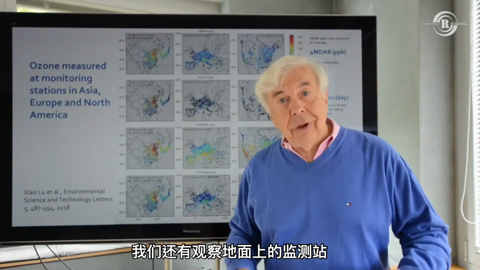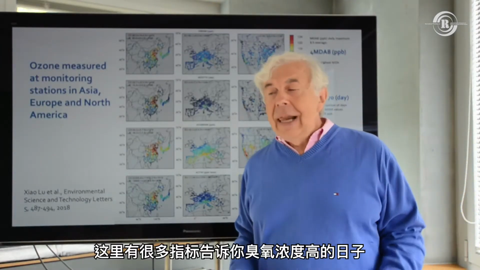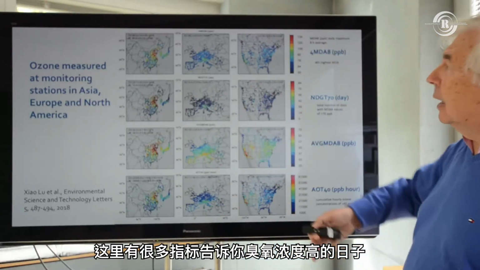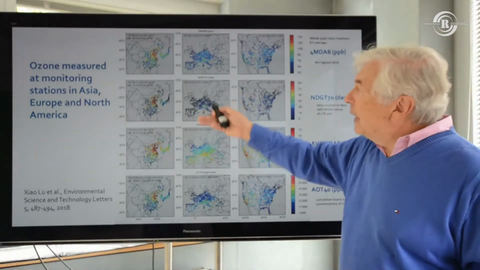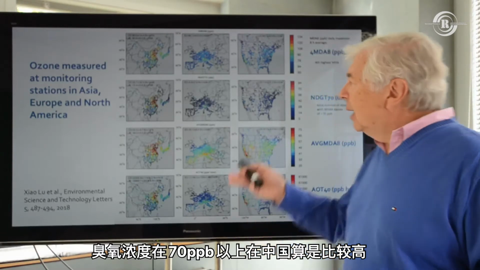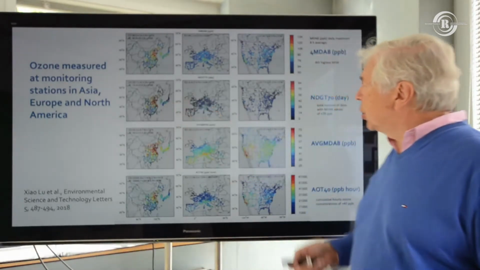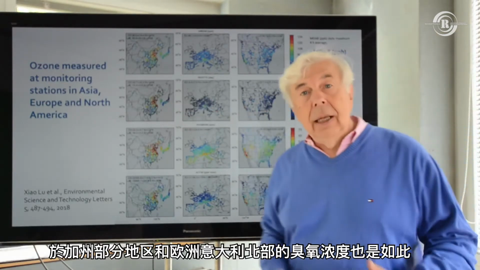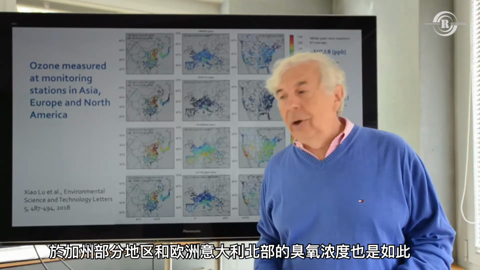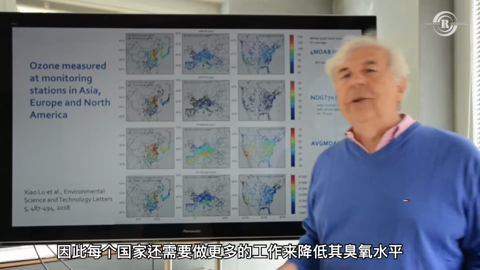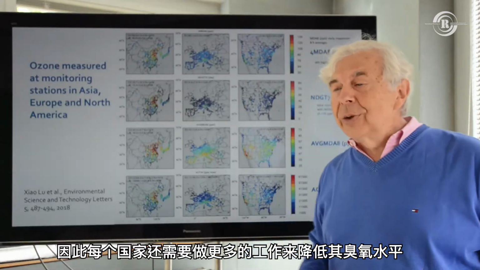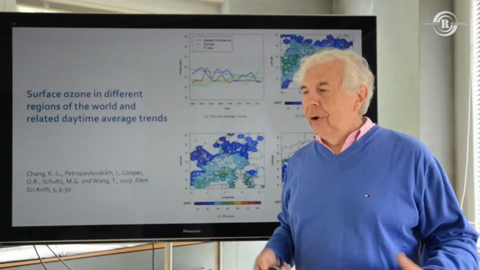We also have observation stations at the ground. And you see here a number of indicators that are basically telling you that the number of days, for example, where we have too much ozone, more than 70 ppb, is relatively high still in China, but also in parts of California and northern Italy in Europe. So every country still has to do quite a bit of work to reduce its level of ozone.